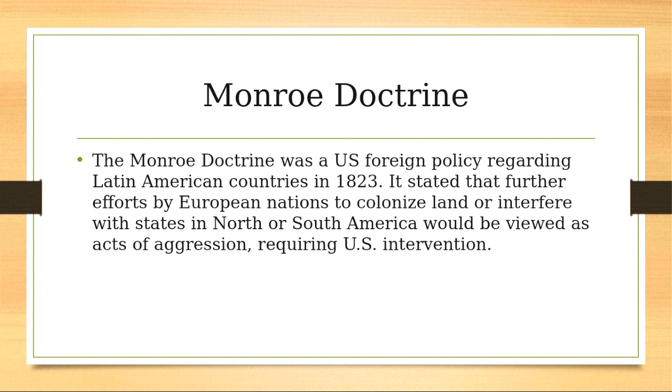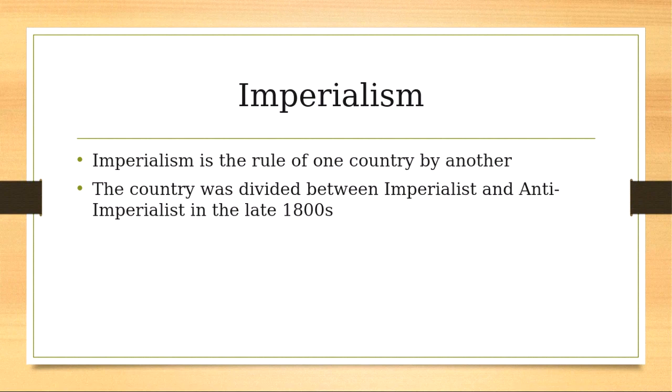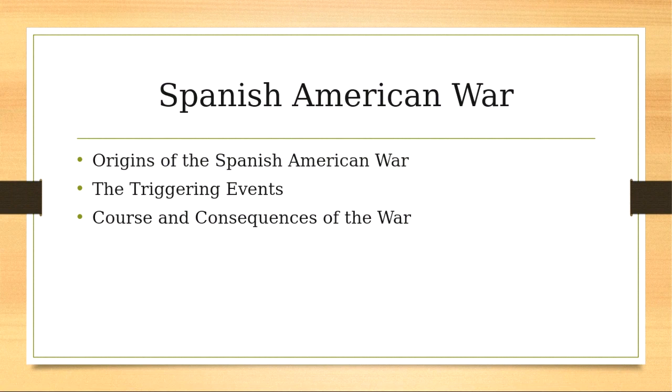But what does imperialism mean? It really means rule of one country by another, an empire. The country was divided between imperialist and anti-imperialist, and the imperialists had the edge. What really was the turning point for America to become an empire was the Spanish-American War.